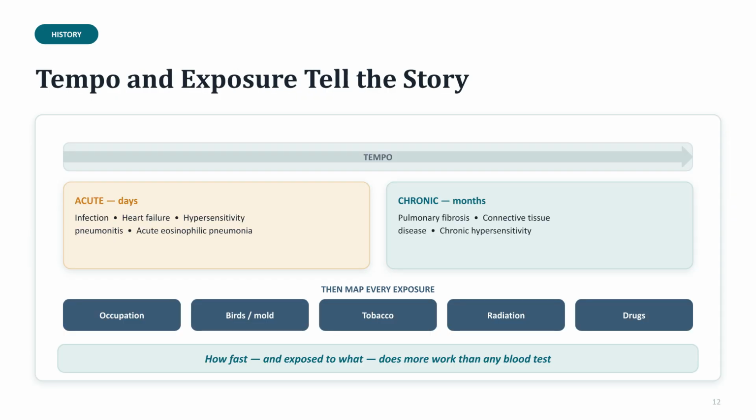The history does more diagnostic work than any blood test. 2 questions drive it. How fast? And exposed to what? An acute course over days points to infection, heart failure, hypersensitivity pneumonitis, or an acute eosinophilic pneumonia. A chronic course over months points to fibrosis and connective tissue disease. Then map the exposures. Occupation, birds and mold. Tobacco, prior radiation. And every drug. Our patient gives us both a bird exposure and autoimmune clues.